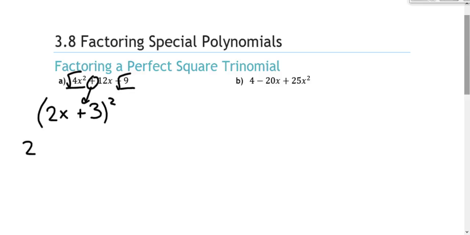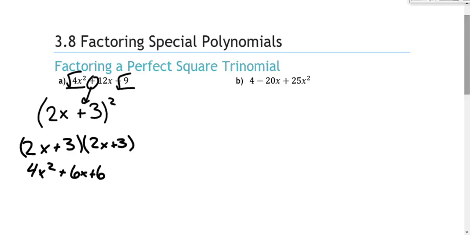If we FOIL this out, we can see that this gives us 4x squared plus 6x plus 6x plus 9, which gives us 4x squared plus 12x plus 9. Okay. We are going to rewrite B because it is not in the right order.